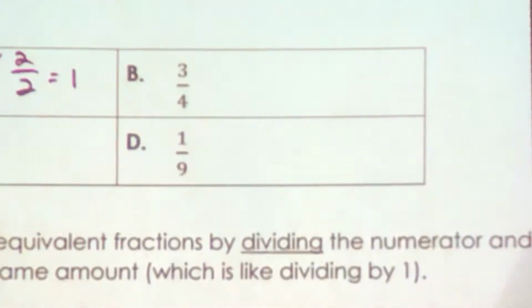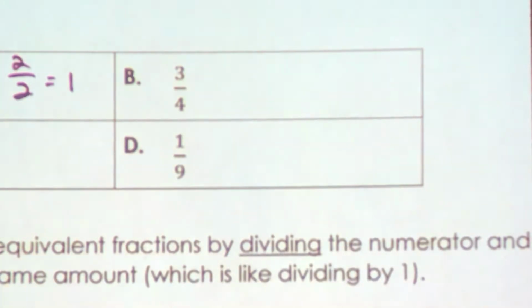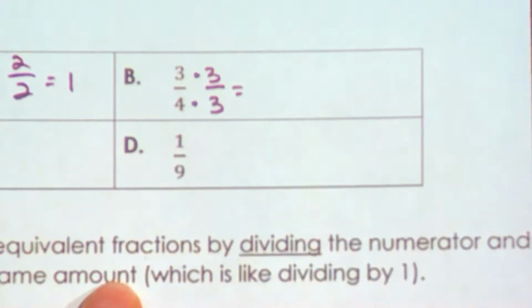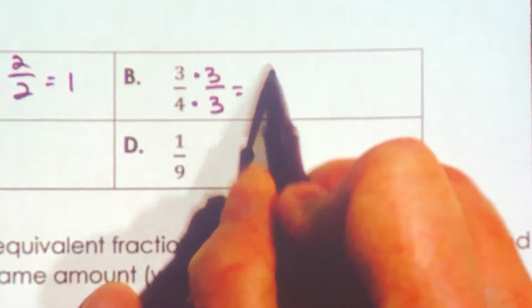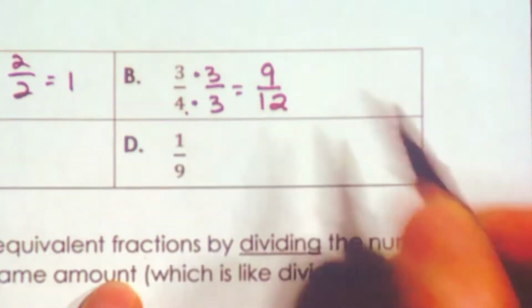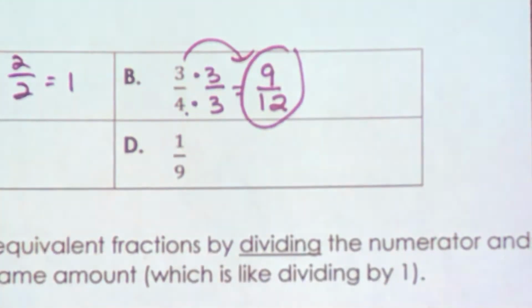So let's just try one for 3/4. We can pick any amount that we want, and let's try 3. So I'm going to take 3/4, and I'm going to multiply my numerator by 3 and my denominator by 3. 3 times 3 is 9. 4 times 3 is 12. So what I'm saying is that 3/4 is equivalent to 9/12.